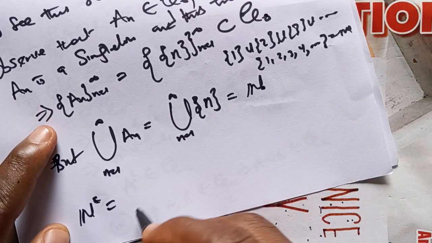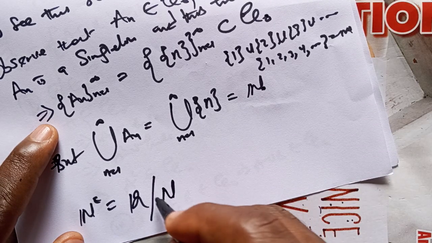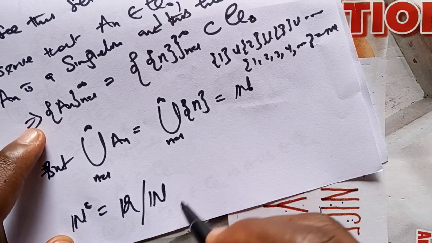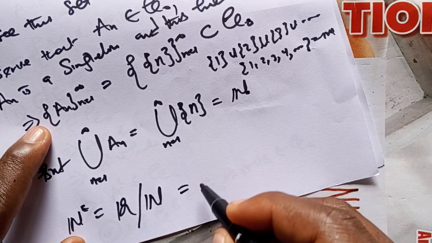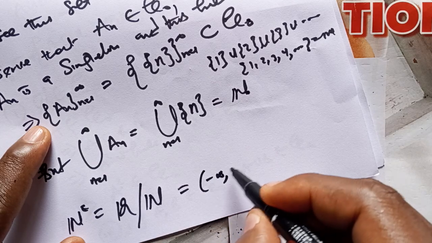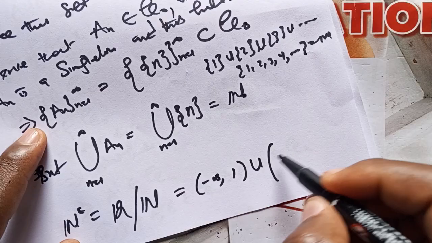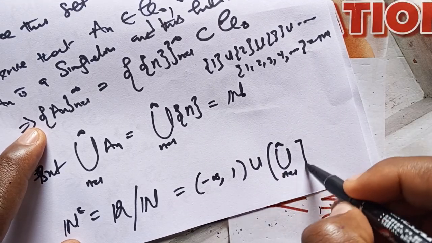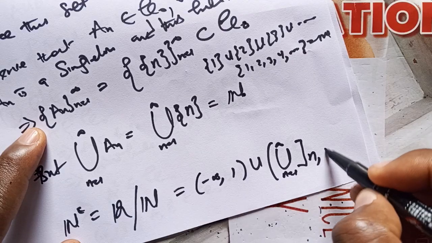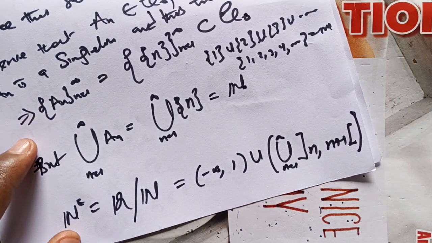N complement is simply the set of real numbers without N, right? Now of course, the set of real numbers without N will give us minus infinity to 1, union the union over n equal to 1 to infinity of the interval (n, n+1). Okay, this looks cumbersome.